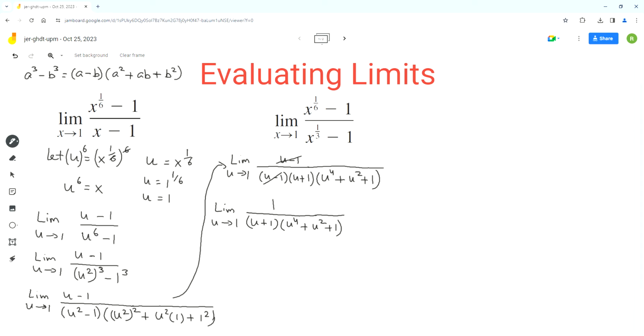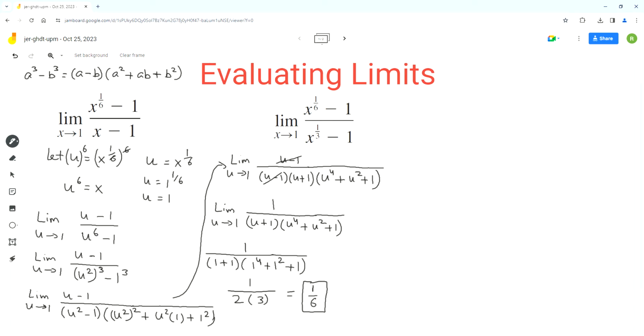And now we can do the substitution for u. So we can sub in u as 1. So we get 1 over 1 plus 1 times 1 to the power 4 plus 1 square plus 1. Now we can simplify this expression. So we get 1 over, 1 plus 1 is 2, and then 1 to the power 4 is 1, 1 square is 1, so we get 1 plus 1 plus 1, which is 3, and which is equal to 1 over 6. So this should be the final answer for this limit.